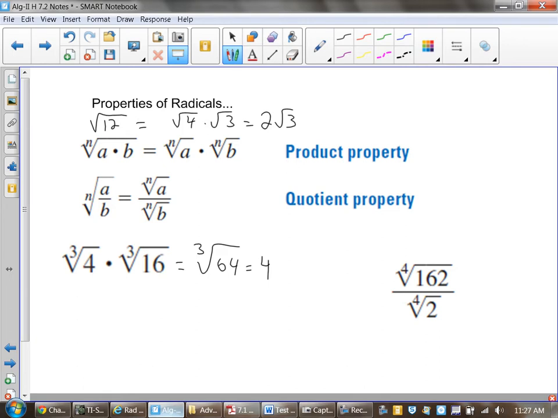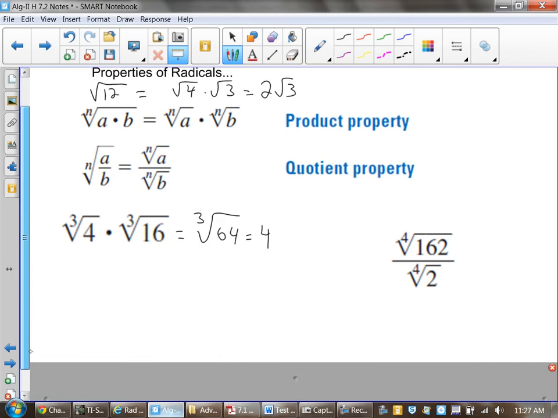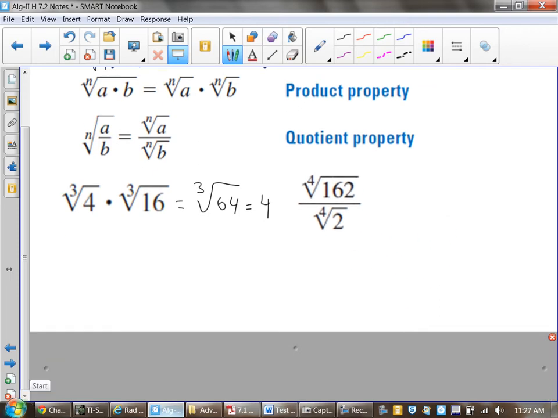Again, I've got the same nth root. Doesn't matter what the stuff's underneath it, so I can multiply those two together, then simplify it when I'm done. I have the fourth root of 162 over the fourth root of 2. I have the same root again, right? What can I do with the two numbers then? Divide. All right, what's half of 162? 81. Good. So when you divide that out, you get the fourth root of 81, which is?